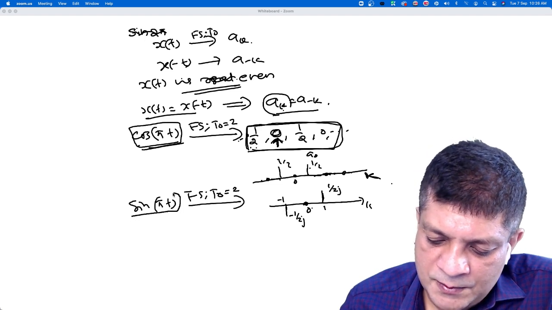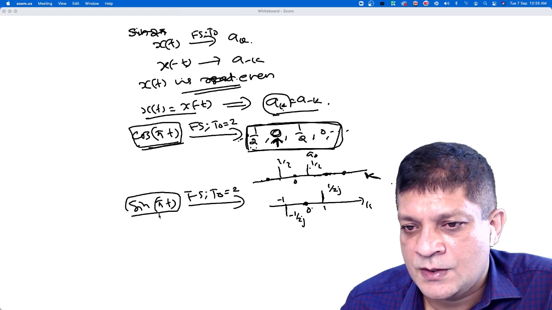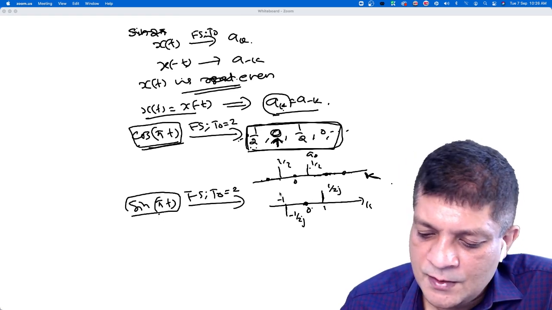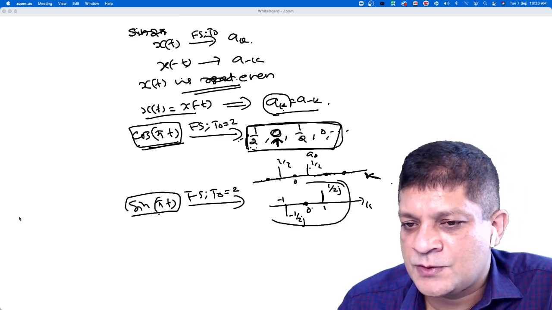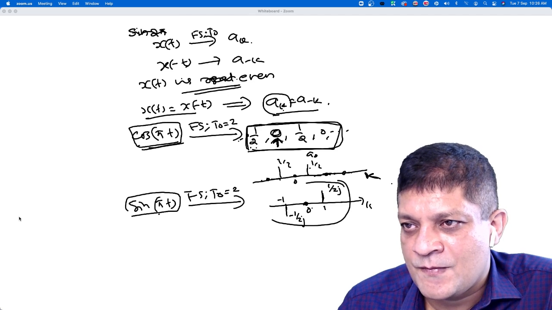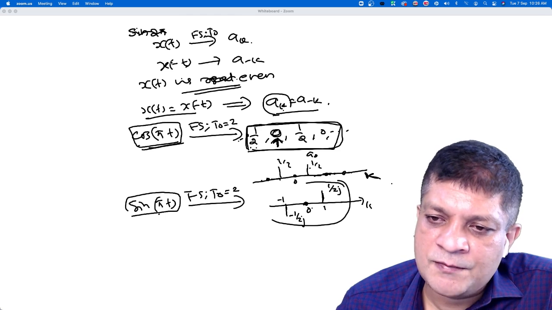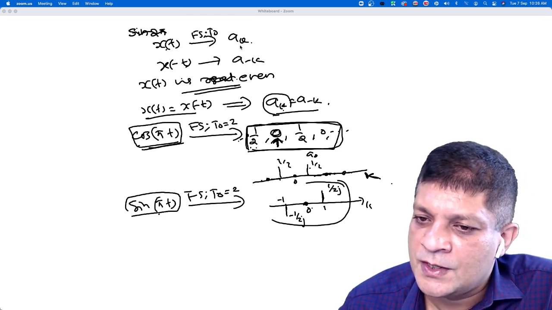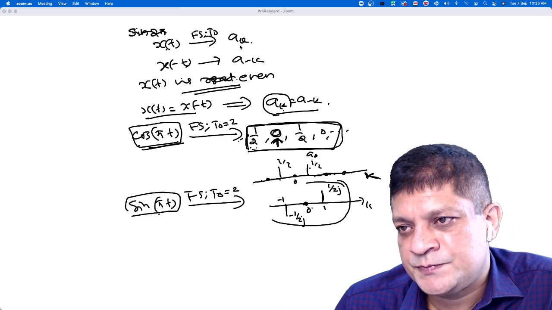Now, what type of signal is this? This is an odd signal. For an odd signal, if you flip, the Fourier series coefficients are also odd. So we can generalize that if the signal xt is even, ak is also even. If xt is odd, ak is also odd.